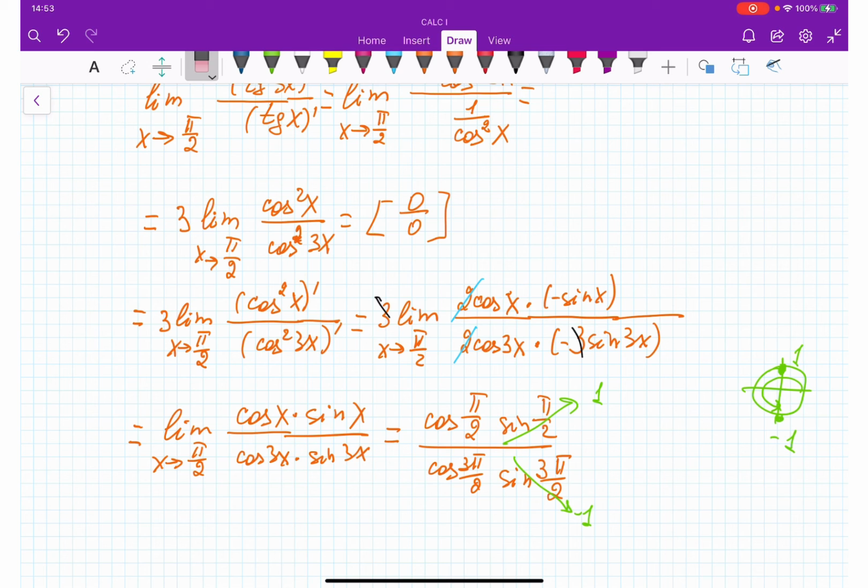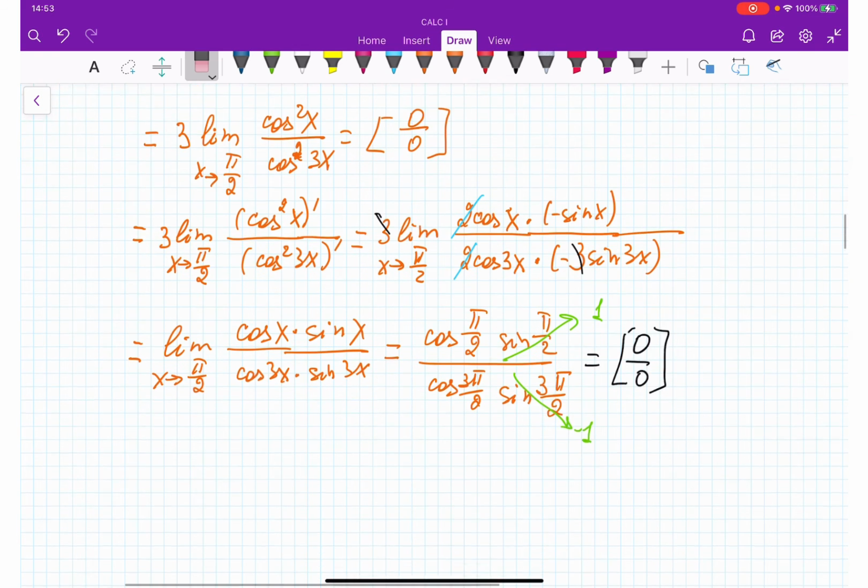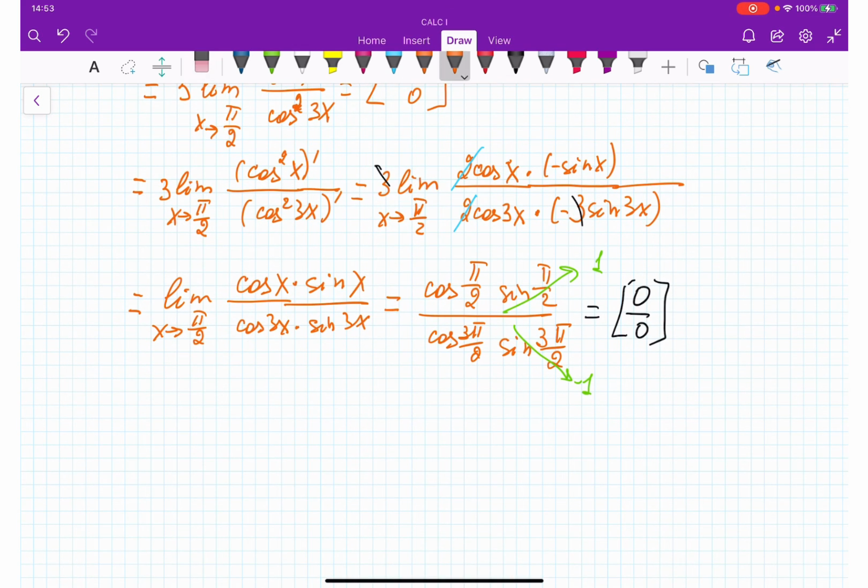Okay? Now, regarding cosine here, cosine here is 0, right? Cosine 90 degrees is 0. We are getting 0. Cosine here is also 0. We are getting another 0 over 0. Beautiful. Third time we have to go over. Okay, so we are going over one more time. Hopefully this will be the last time.